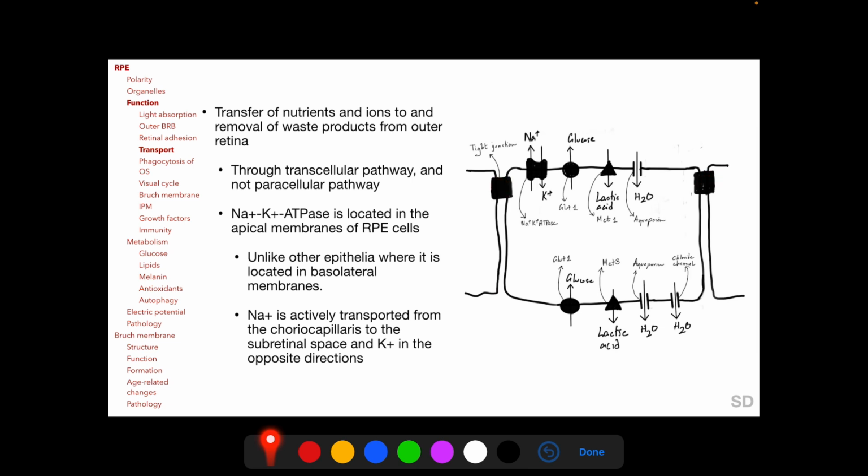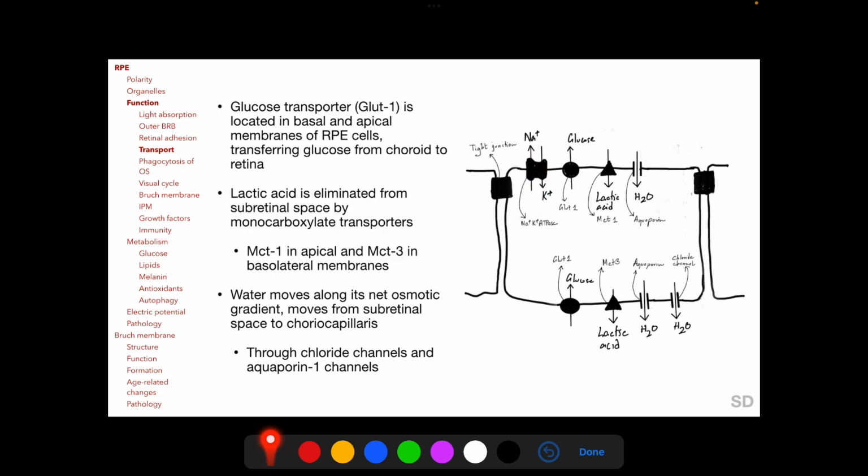Sodium potassium ATPase is located in the apical membranes of the RPE cells, unlike other epithelia where it is located in the basolateral membranes. And this sodium potassium ATPase actively transports sodium towards the retina and potassium towards the choroid. The glucose transporter GLUT1 is located in the apical and basal cell membranes of the RPE cell, transferring glucose from the choroid to the retina, and the waste product lactic acid is eliminated from the subretinal space by monocarboxylate transporters.